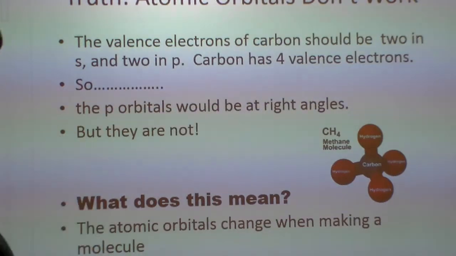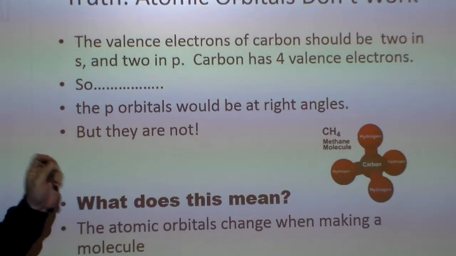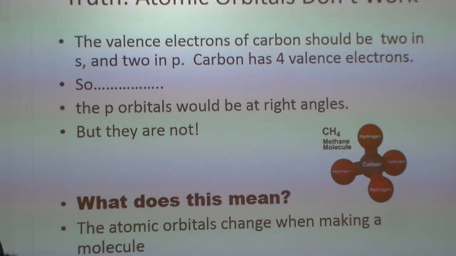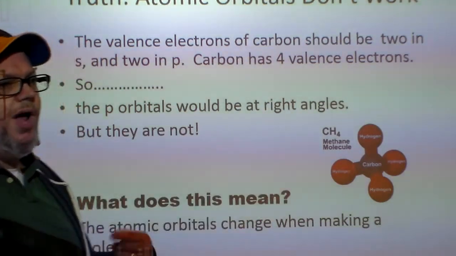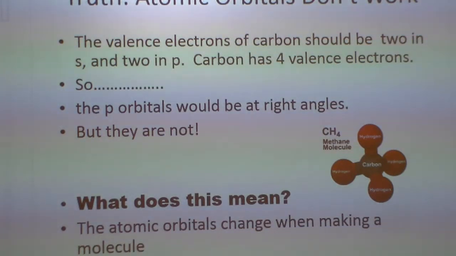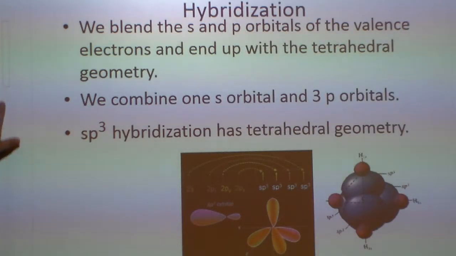But the truth is that the orbitals themselves don't work that way, and it has to do with the valence electrons of carbon. There should be 2 in the s and 2 in the p. Carbon has 4 valence electrons, so in theory, the p orbitals should be at right angles to everybody else, and guess what? They're not. So what's the evidence? It tells us that the atomic orbitals definitely change.